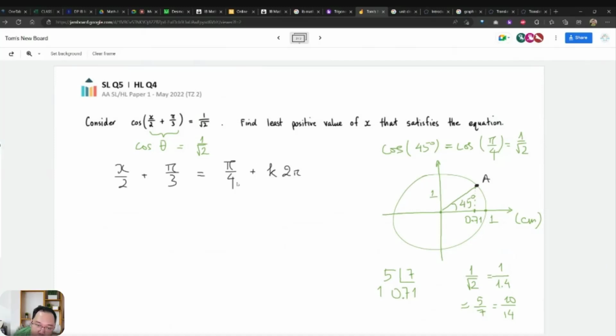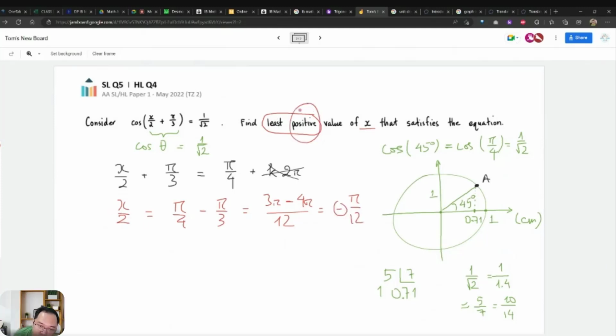But let's assume that we don't know this. We only know that the solution angle is pi over 4, and we are asked to find the least positive value of x. Least and positive, two conditions. Assuming that pi over 4 is the solution, calculate x. X over 2 is pi over 4 minus pi over 3, making 12 the common factor: 3 pi minus 4 pi. We have a negative value, minus pi over 12. Therefore x will be negative, which does not satisfy the condition to be positive.